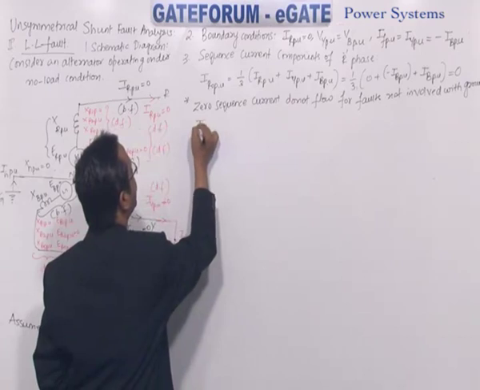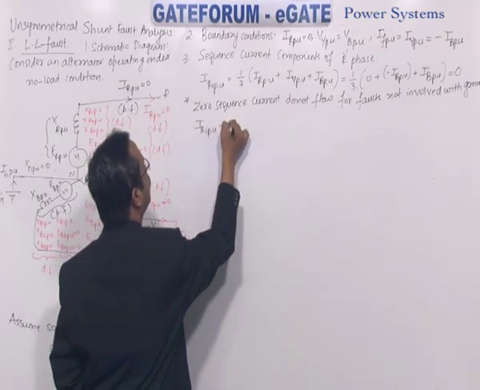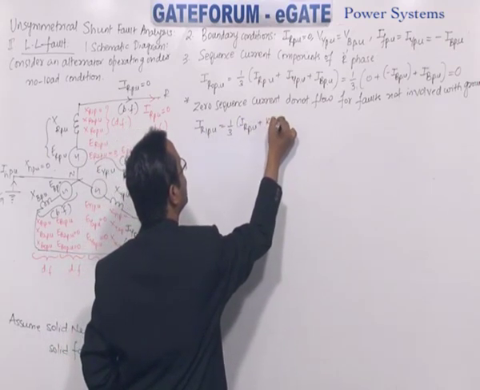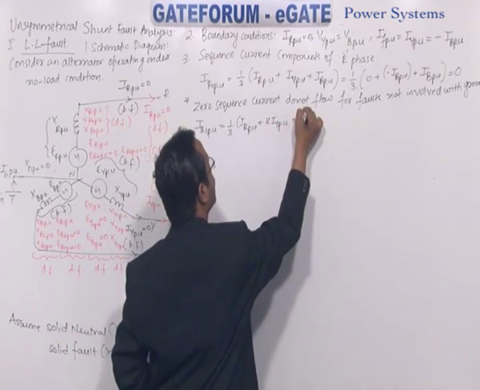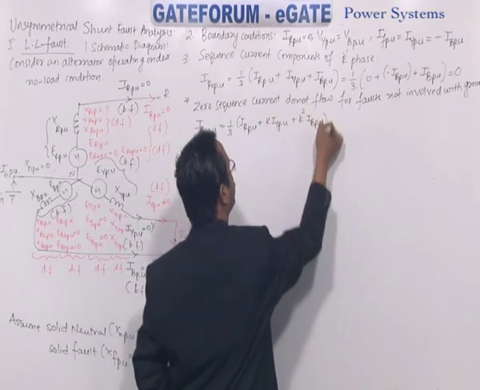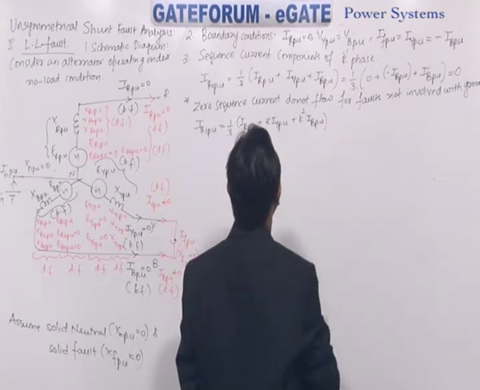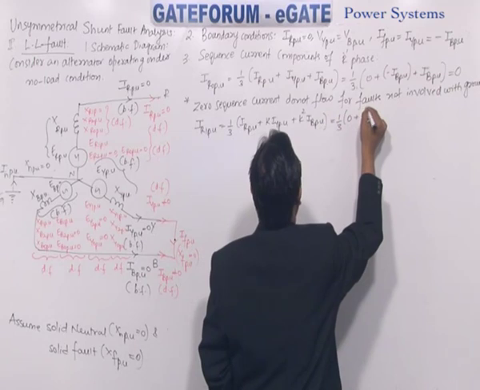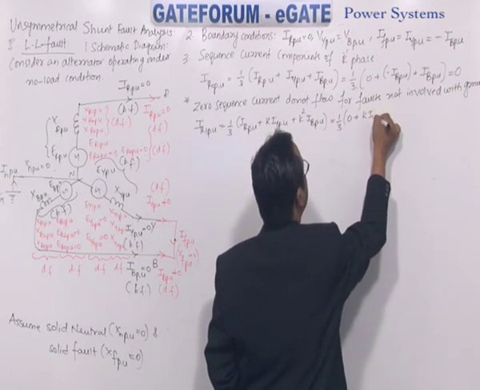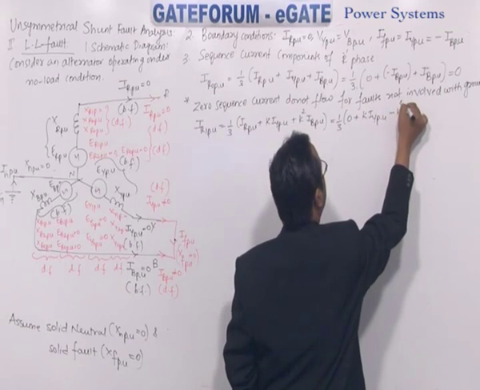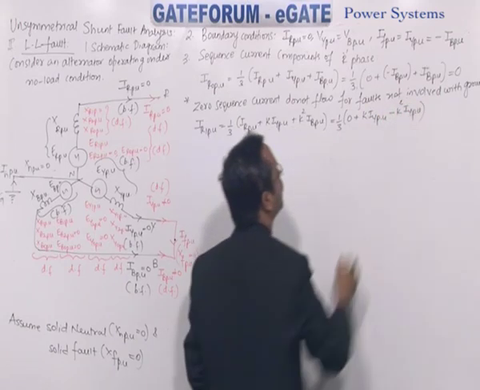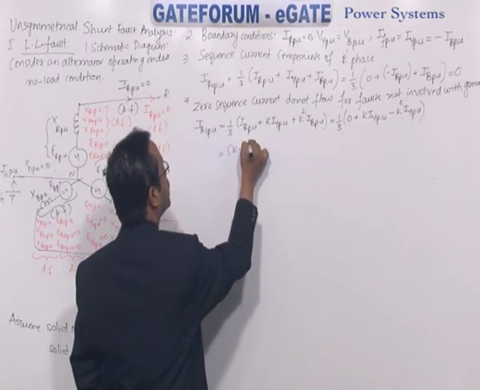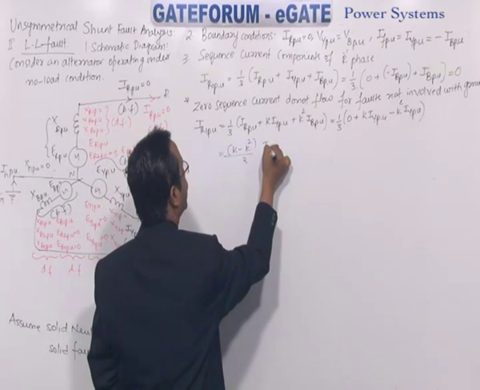Similarly, we find out what is IR1 per unit. How much you get? 1 by 3 (IR plus K Iy plus K square Ib). So how much that IR is equal to 0. Iy you represent as it is, but Ib you write it as minus Iy. So on simplifying this one, how much you get now? (K minus K square) by 3 Iy per unit.